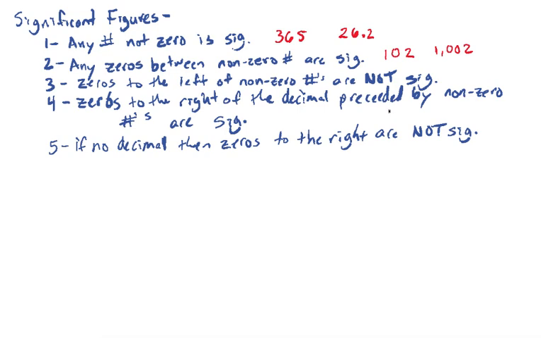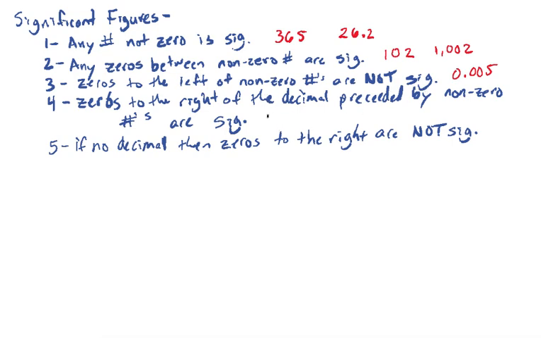Zeros to the left of non-zero numbers are not significant. So if I had a number such as 0.005, this would have 1 significant figure because these are to the left and there's no other significant figure on this left side, so that rule number 2 doesn't come into play, and it would just be the 1 significant figure. Here, zeros to the right of the decimal place preceded by non-zero numbers are significant.